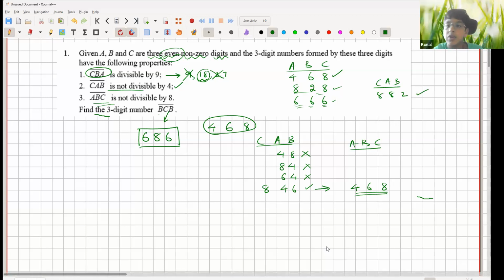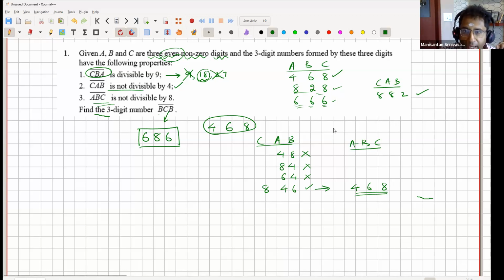But suppose we take 8 to 8 as CAB, then it does satisfy, right? No, 8 to 8, 2 8 is divisible by 4, right? Yeah. I mean, 2 8 is divisible by 4. Yeah. So it's divisible by 4. Sorry, maybe I'm missing the point.